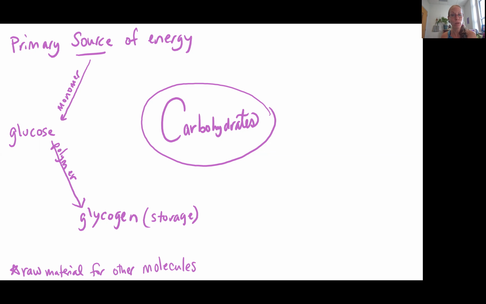If we're eating food, then we're eating carbohydrates, which will be broken down into glucose and used by our cells for energy. If we have extra glucose, then it will be stored typically by our liver cells in the form of glycogen. So that's going to be an example of what's called a polysaccharide, and I'll have that word for you on the screen in just a few minutes.